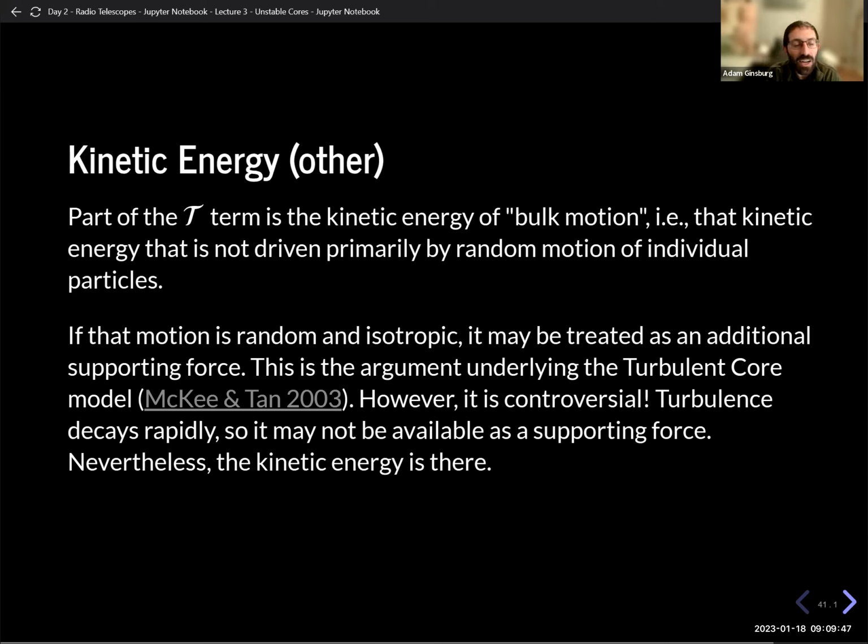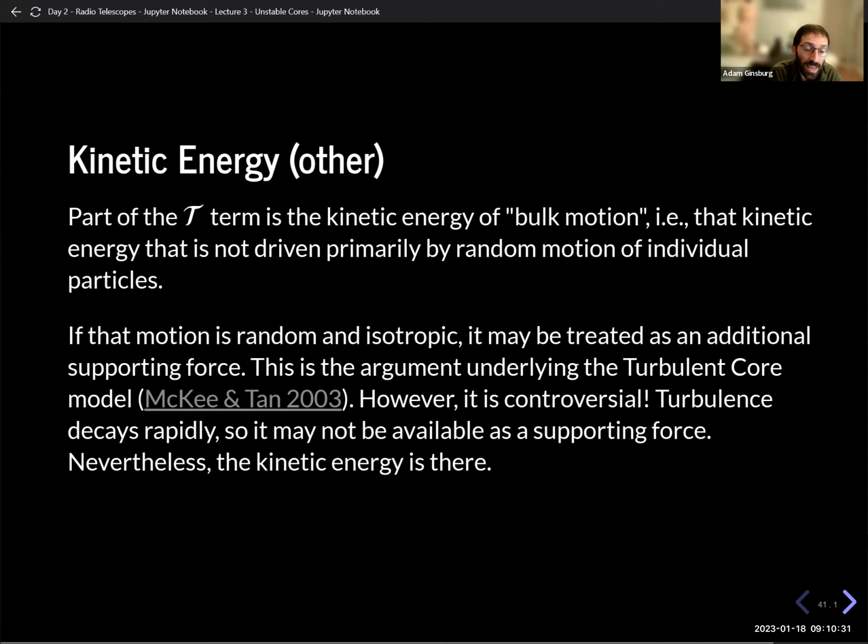Finally, I mentioned the kinetic energy term. We said part of the kinetic energy term is the energy of bulk motion. So it's not the motion of individual particles, but it's the motion of individual blobs of gas. So if that motion is truly random and isotropic, then it works as a supporting force. It behaves just like thermal pressure. And this argument is the one that underlies something called the turbulent core model, which I'm giving you the reference for here. But this argument is controversial.